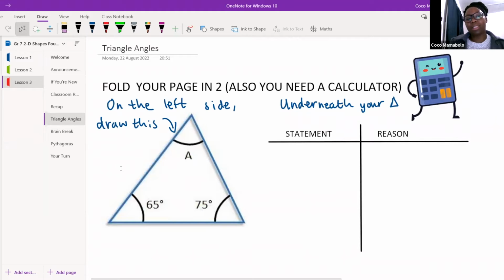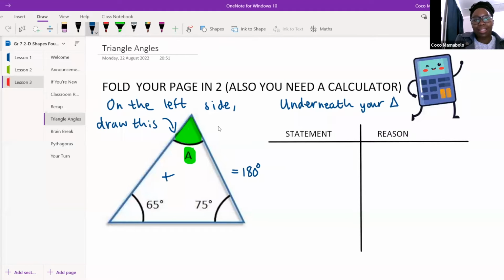Okay. Letitia says, please say that again. Letitia, all the angles on the inside of my triangle must equal 180. So I'm going to take this angle A, which is actually this part over here, and I'm going to add plus this angle over here, which is 65, plus this angle over here, that is 75. And when I add all 3 of them together, they must give me 180 degrees.